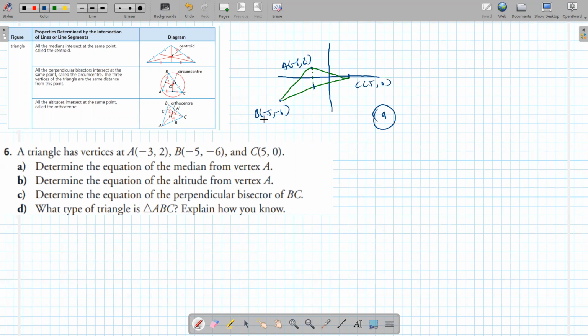Look at this. What's the midpoint between -5 and +5 on the x? 0. What's the midpoint between -6 and 0 on the y? -3. So there you go. We have two different points. We just need to find the equation of a line containing these points.